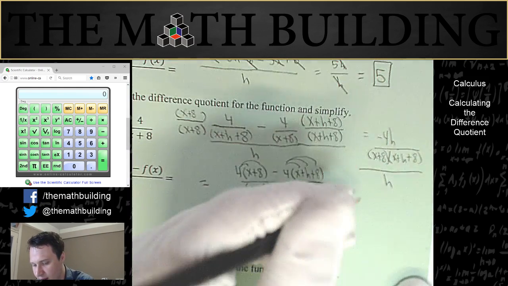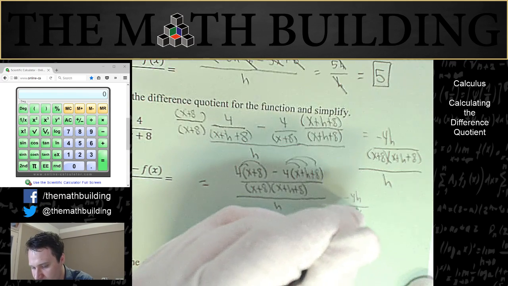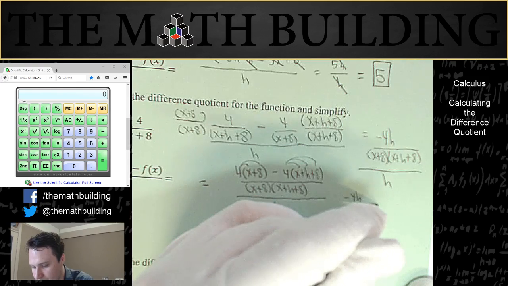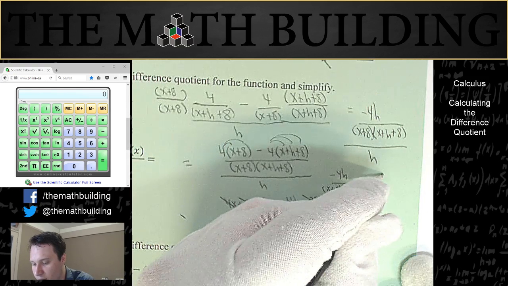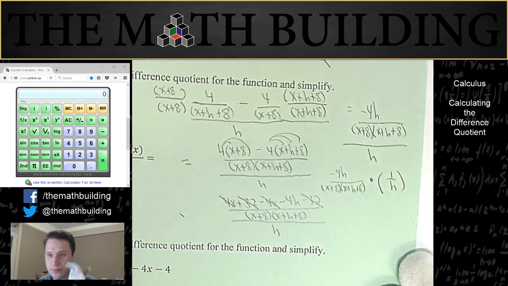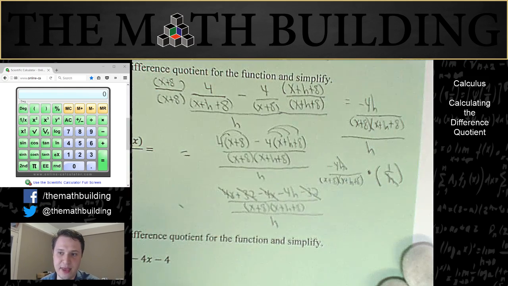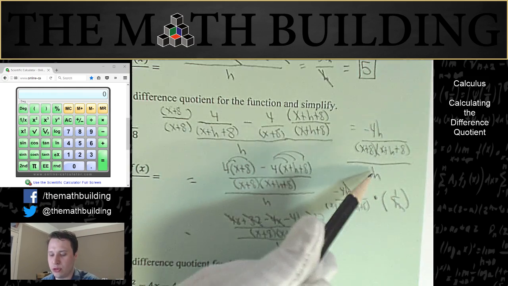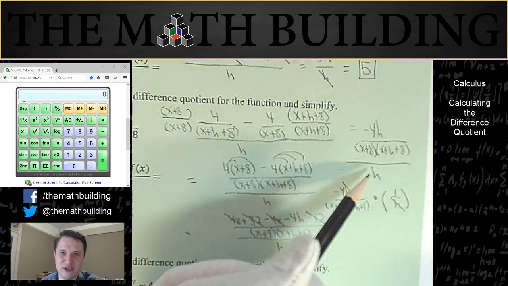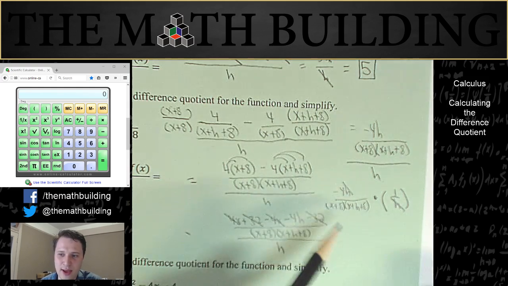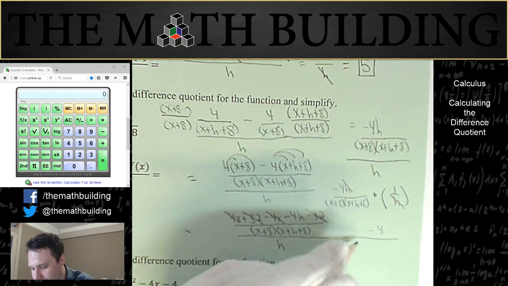So here's what I'm going to do. I'm going to take my first fraction, negative 4h divided by x plus 8 times x plus h plus 8. You got it so far? That's just the top fraction. And instead of dividing by h, I'm going to multiply by the reciprocal of h, because then you'll notice that h cancels with h. Now, if you're a really good mathematician, you'll just notice that this h cancels with this h. But when you're a beginner at this, that's harder to notice when you have fractions inside of fractions. So that's why I did this extra step to show you. So the final answer, which does not simplify anymore, is this.